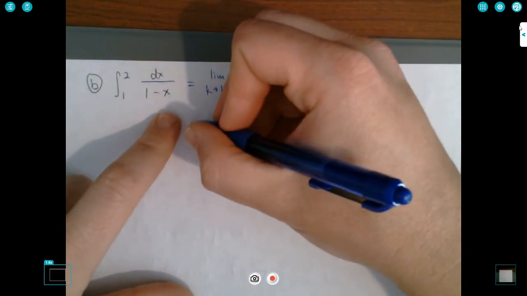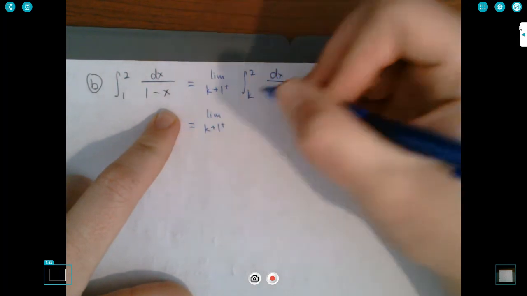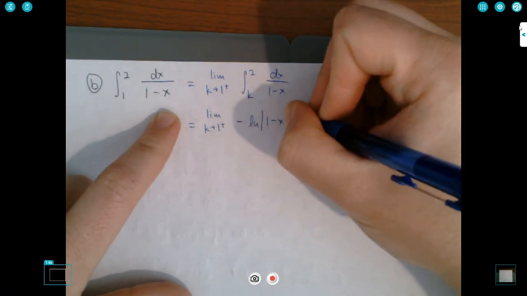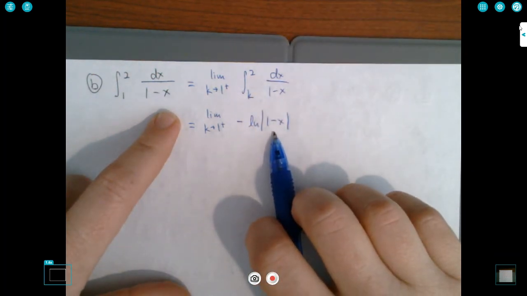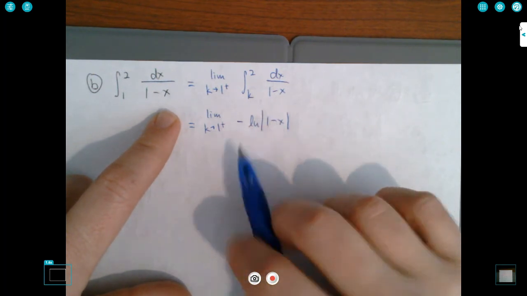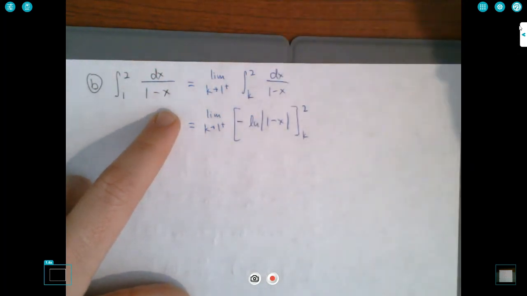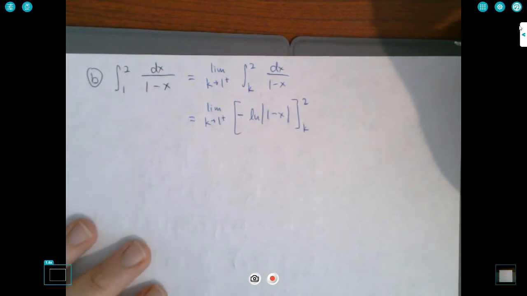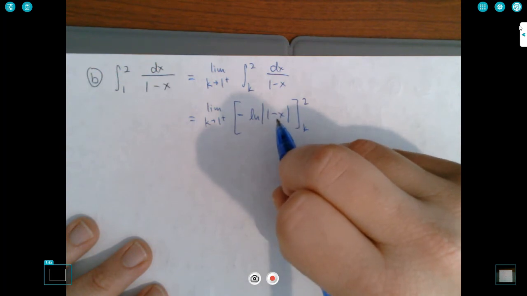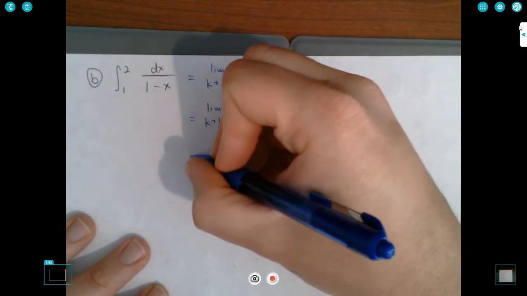So jumping forward, this is going to be limit as k approaches 1 from the right. I think we're going to get negative ln of absolute value of 1 minus x, I believe. If we differentiate, we would get negative 1 over 1 minus x times negative 1. The negatives would cancel. So that looks correct. If I plug in 2, 1 minus 2 is negative 1, but absolute value of negative 1 is positive 1. ln of 1 is 0. So if I plug in 2, I get 0.